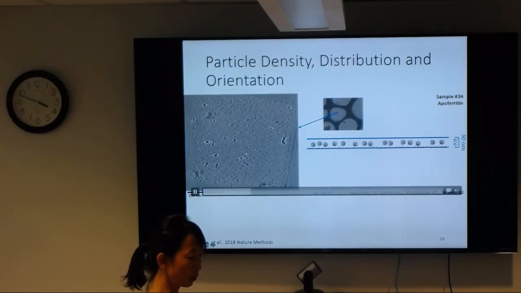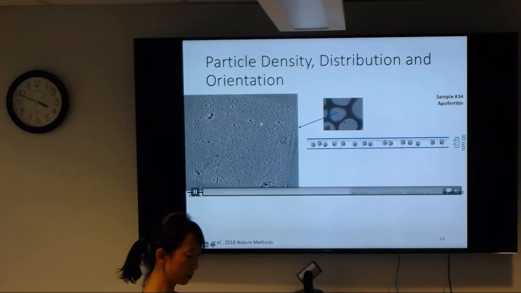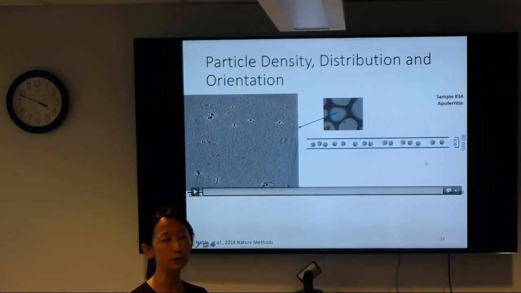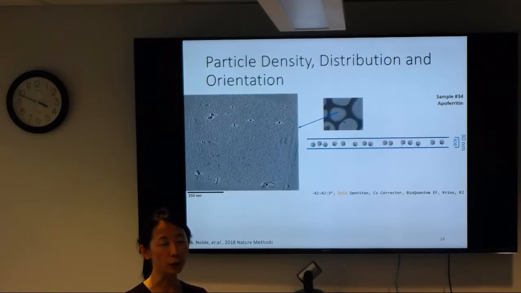This is the whole grid, and you can look at the distribution from top to bottom. This is the Z slider, and you can see overall the ice thickness. Once you nail down the good condition, you go back to the same plunger, set up exactly the same condition, and freeze a bunch of them until you have enough data for the publication.